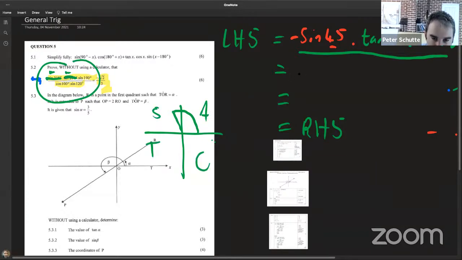C-A-S-T. Okay, so when I reduce this, this is going to be negative because the cos of 100 is in the quadrant that's negative. And if it's changing from cos to sine, it's going to be negative sine 10, which is really great news.